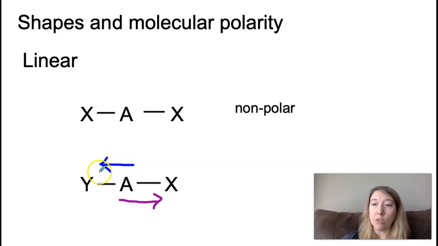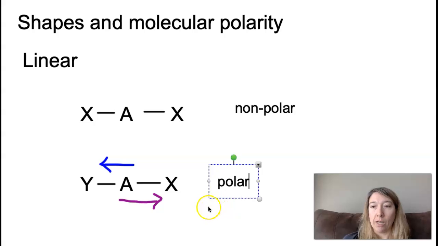They have a stronger attraction for that shared pair. They're going to pull it over, and it's going to wind up with that molecular polarity. So when they are not the same, this is going to be polar. The question is simply, which way does our arrow go? Does it go towards this atom or does it go towards this atom?